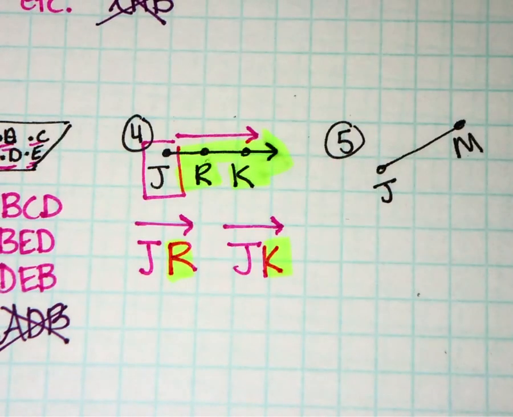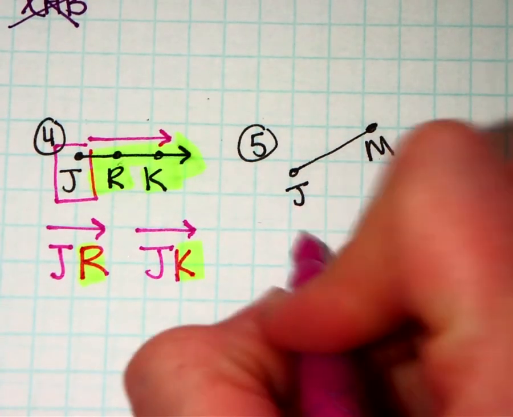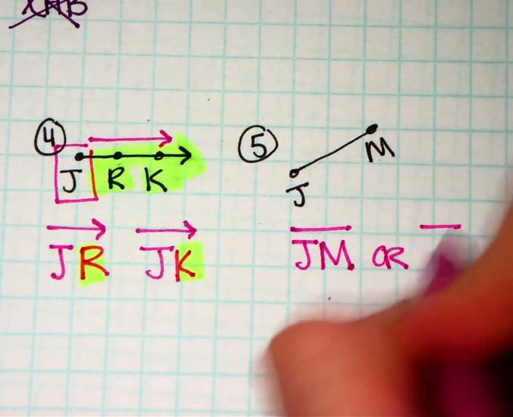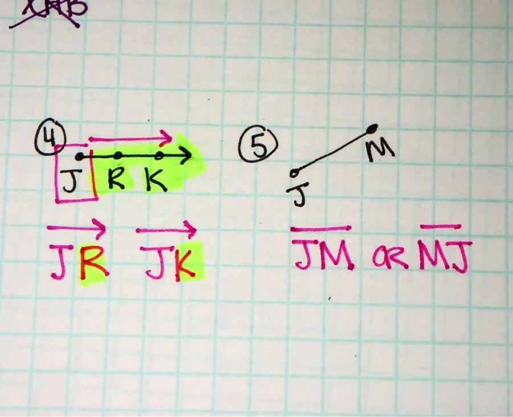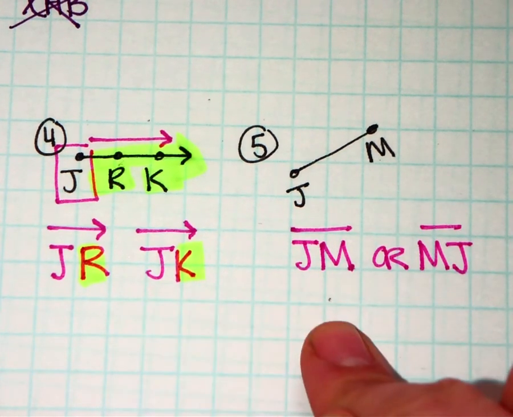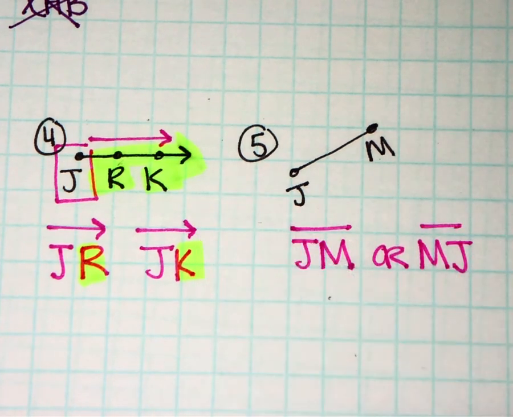Number 5, this is a segment. So again, segments start at 1 point and go to the other. So we can start with a J and end at M, or you can flip it and go MJ, as long as you put the symbol above it. Notice how these 2 figures you can name with 2 capital print letters. It's important to notice the notation above it so you're looking at the correct picture.